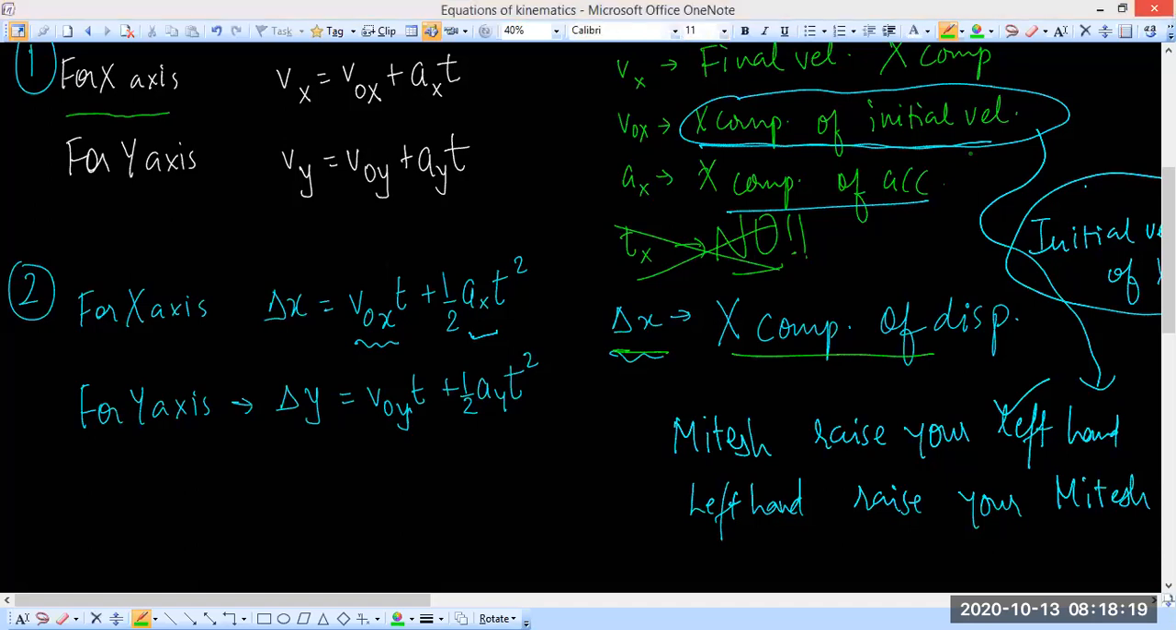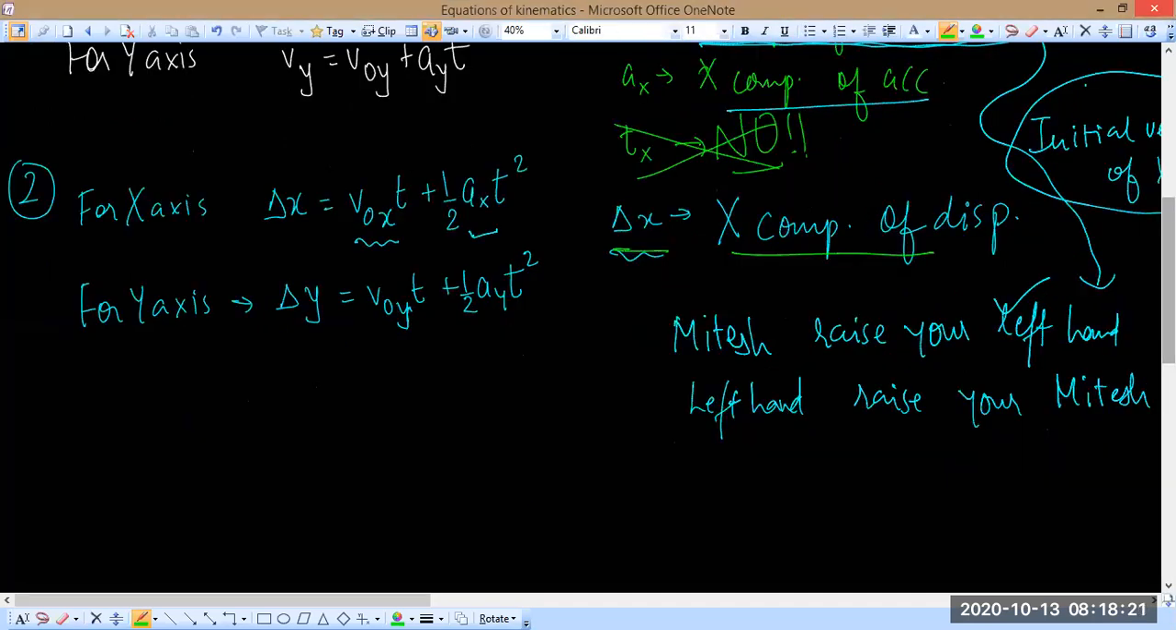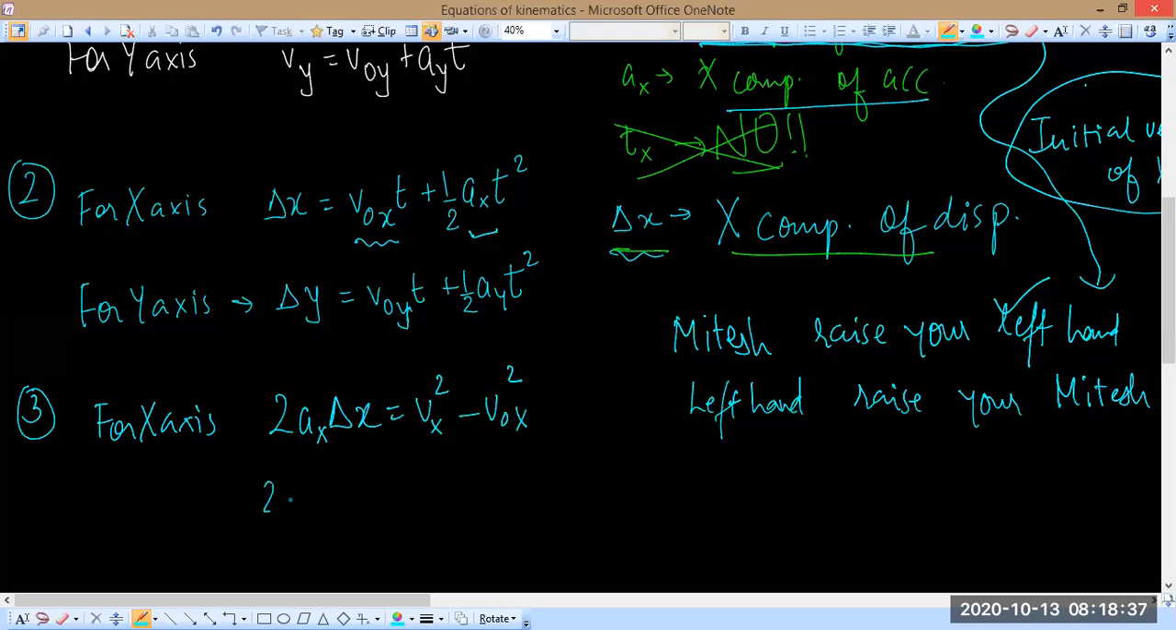Okay, so that's for number 2. Now if you want to do it for number 3, the third equation for x axis. I'm just going to write it, okay? I'm sure all of you will understand. I don't have to worry about it. Right? So this is it. Okay?